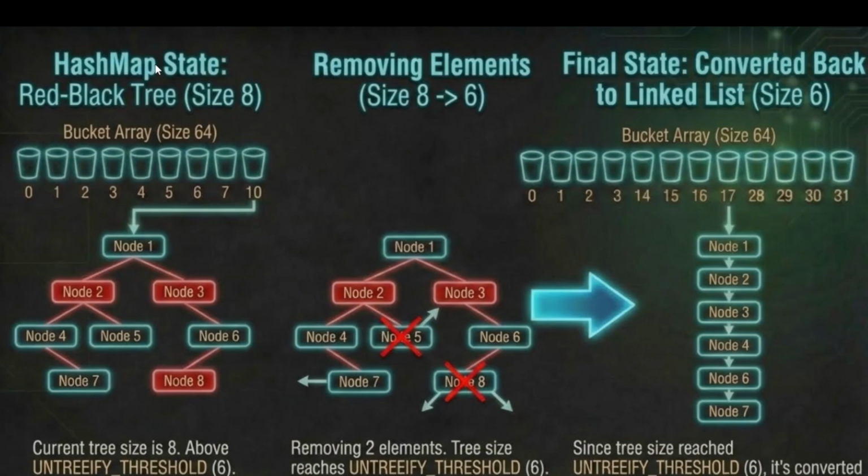So the HashMap state and bucket size will be 64 and the 10th will have a red black tree. Whenever we remove from the red black tree, the Untreeify threshold will be 6. The final state is converting back from tree to linked list. That is called resizing.